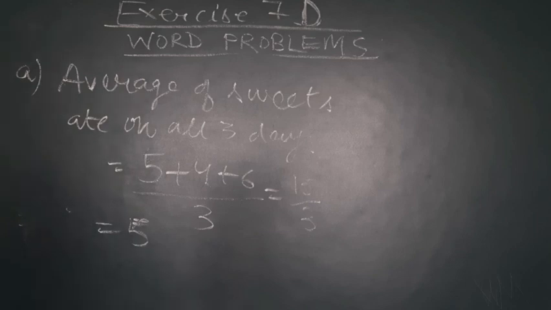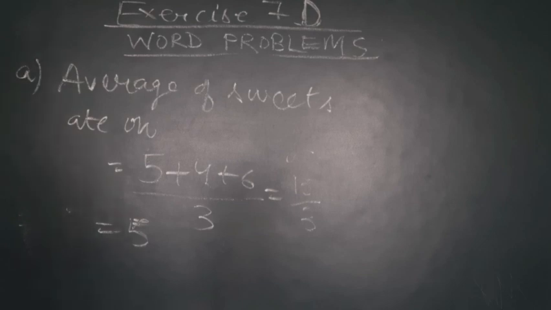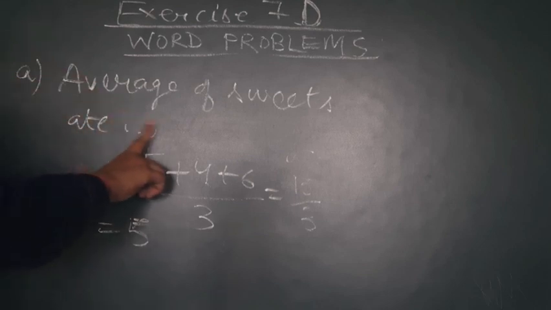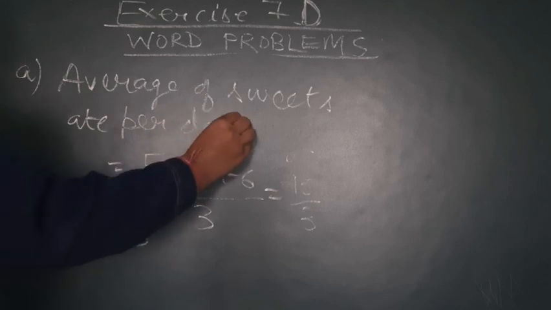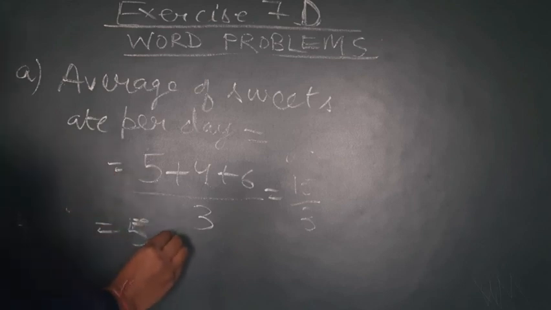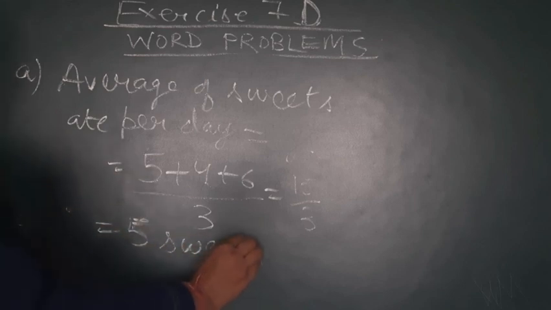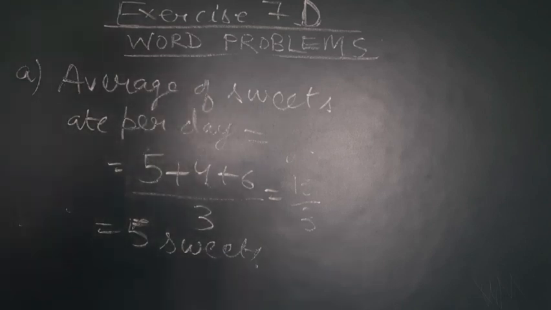So the average number of sweets she ate per day is, in place of on all 3 days, what will you do? You will write per day. She ate per day. Okay. So the average number of sweets which she has ate per day is equals to 5 sweets. How many sweets? 5 sweets. So I hope you must have understood this question, students. Now moving on to the next question.